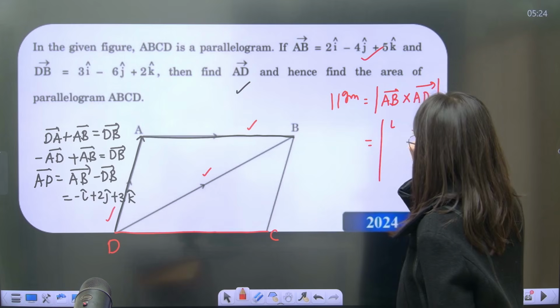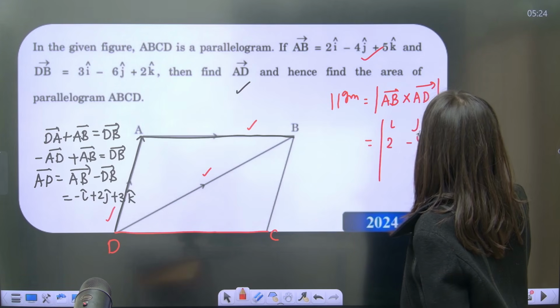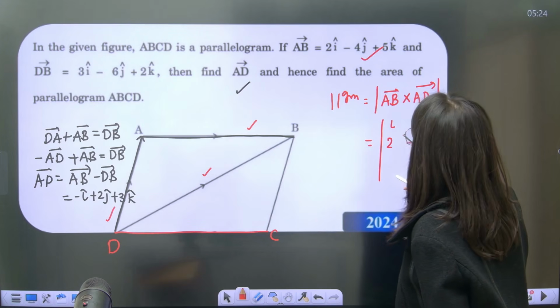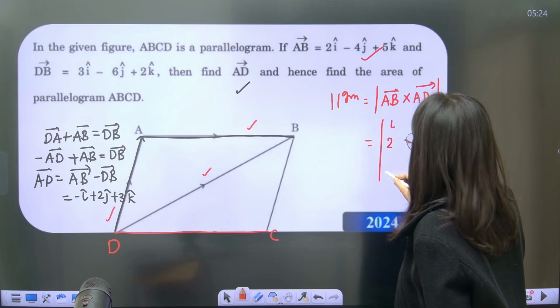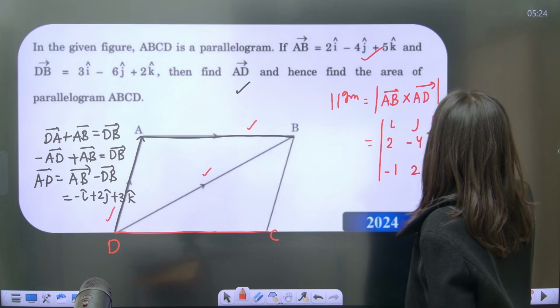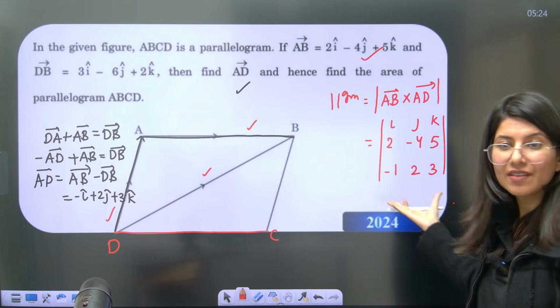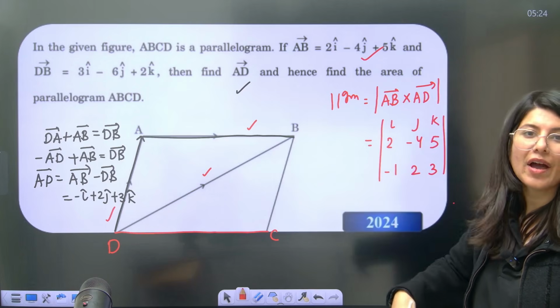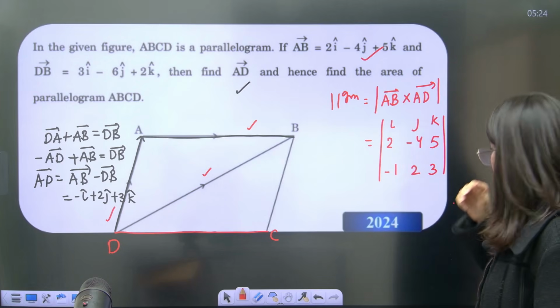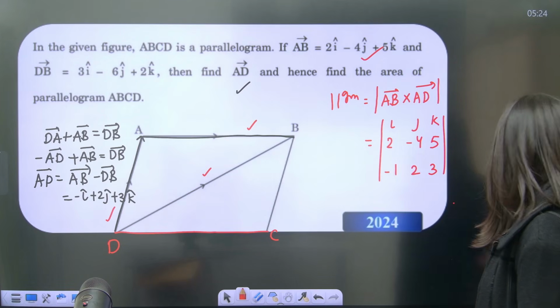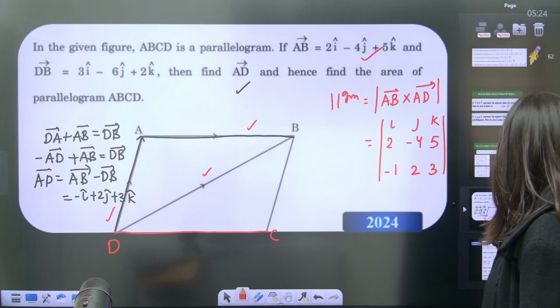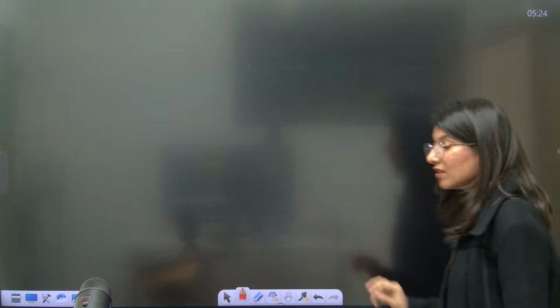Now i, j, k. You have AB, which is 2, minus 4, 5, and you have AD, right? So this is minus 1, 2, 3. Okay, so now just tell me, take the cross product. Now you have the time. Just tell me in the chat box what is the final answer of this particular question. And with this question, we are done with this session. Just the area, you just have to comment in the comment section.